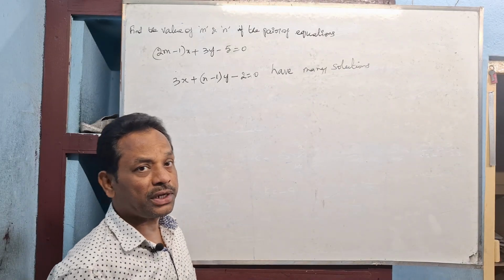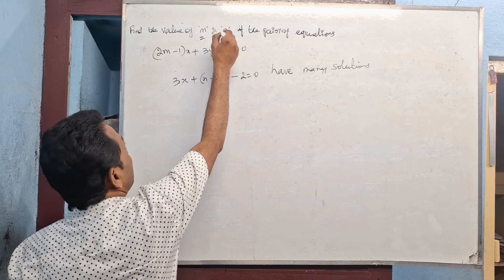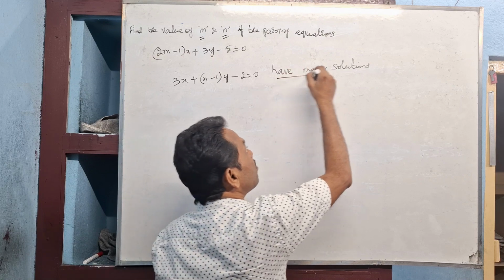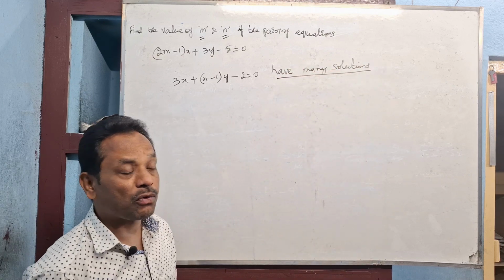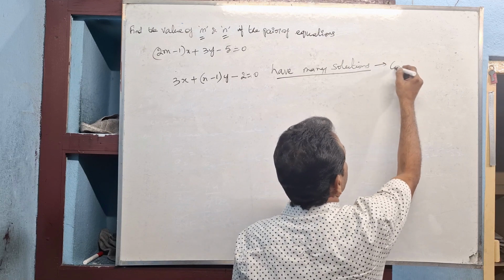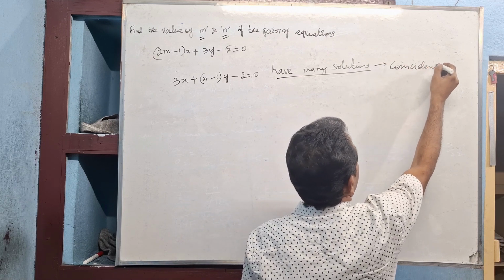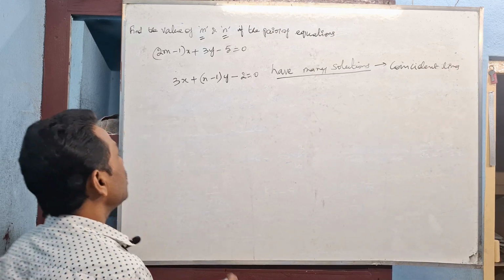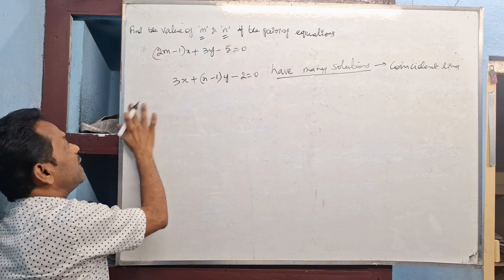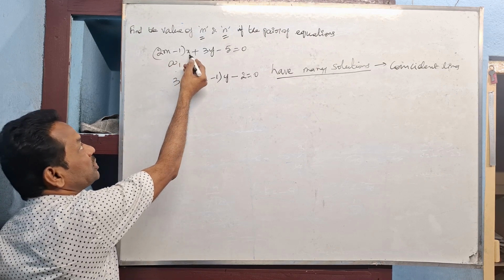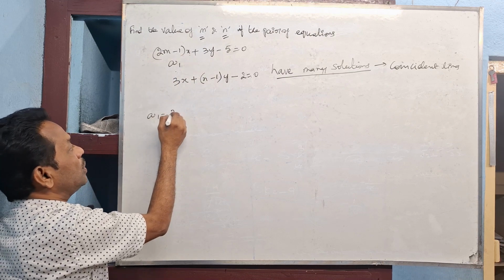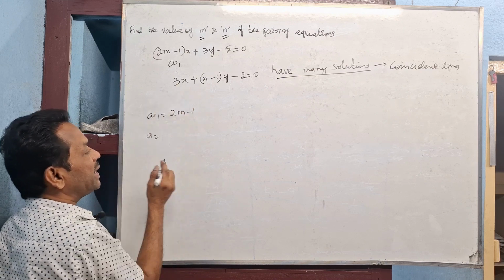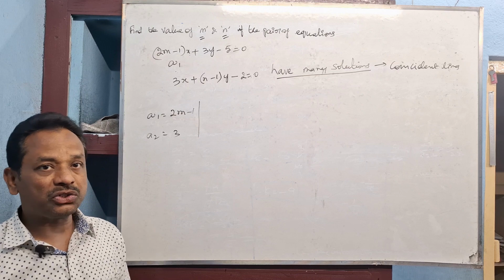In this question, we need to find the value of m as well as n, given that the pair of linear equations have many solutions. If they have many solutions, they are nothing but coincident lines. Indirectly it is saying they are coincident lines. Now here a1 will be the coefficient of x, so a1 equal to 2m minus 1, and a2 will be the coefficient of x in the second equation, that is 3.